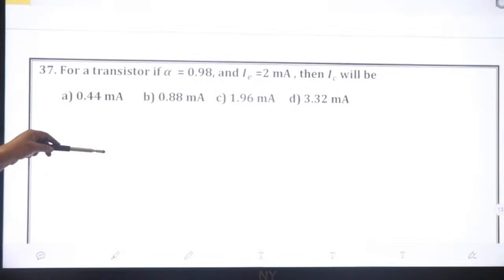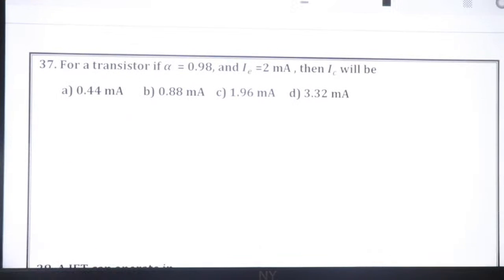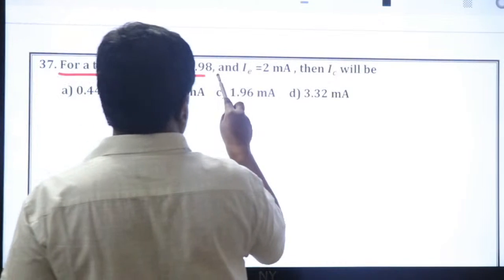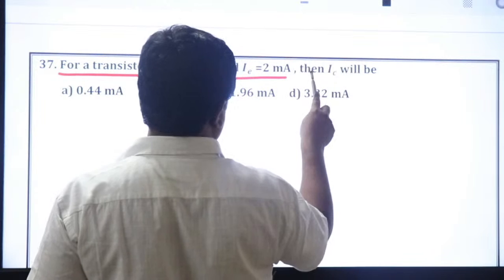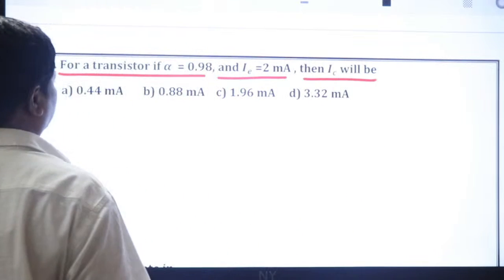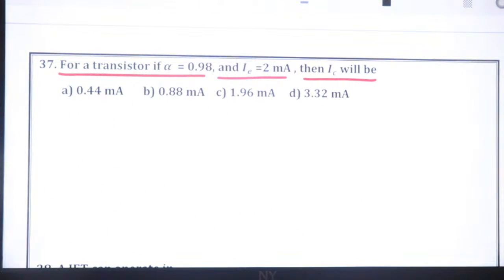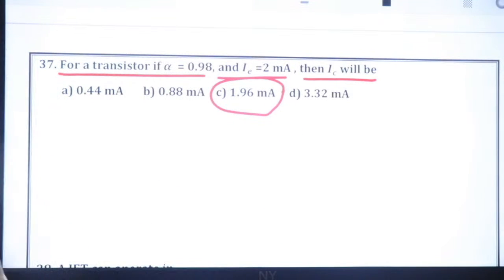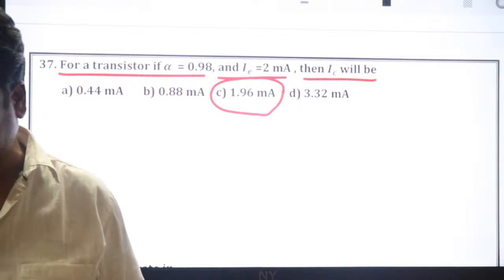Next. For a transistor, alpha is equal to 0.98, emitter current IE is equal to 2 milliamperes, IC is equal to? For a transistor, IE is given, IC we want to find out. How to get that? I think approximately, without solving the problem, we can choose that answer.